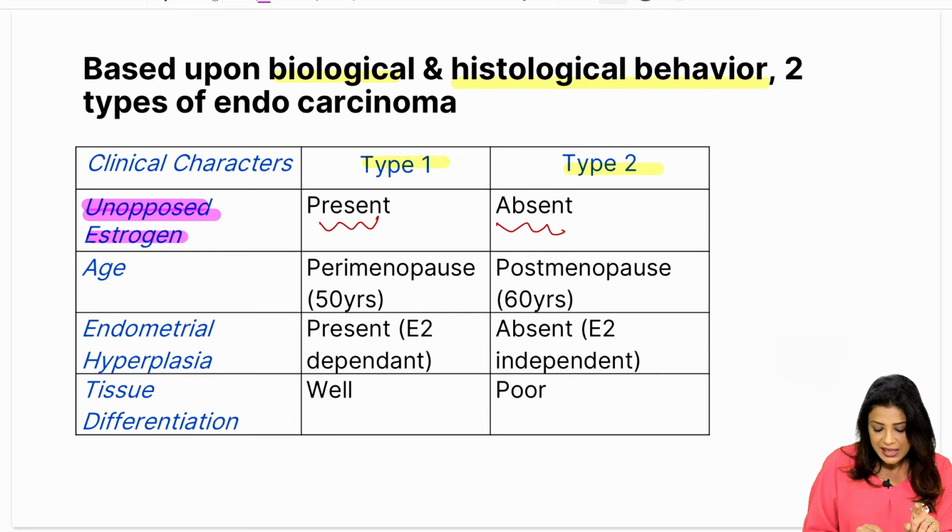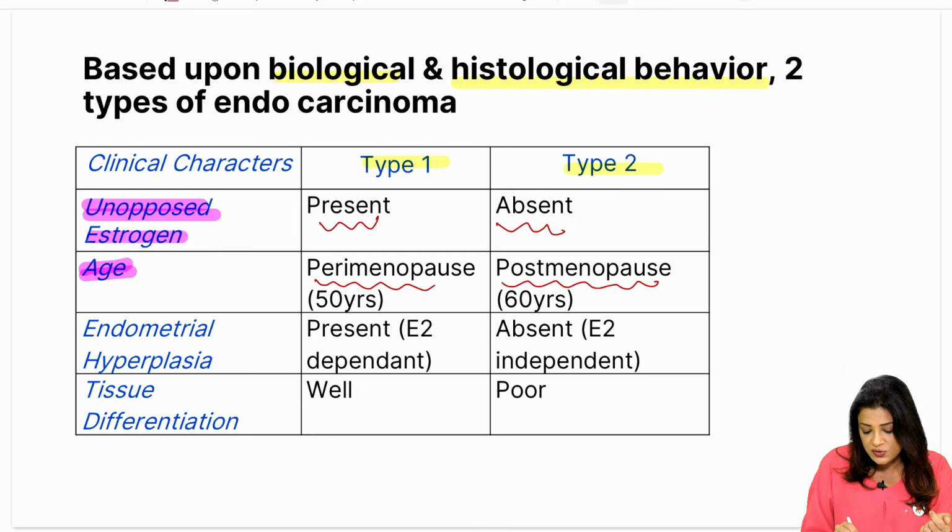The next thing is age. Now, when it comes in the menopausal age, obviously it becomes more high risk. So, post-menopause, when the average age is 60, is more risky as compared to the perimenopause, which is 50 years, which is type 1, which is less risky.